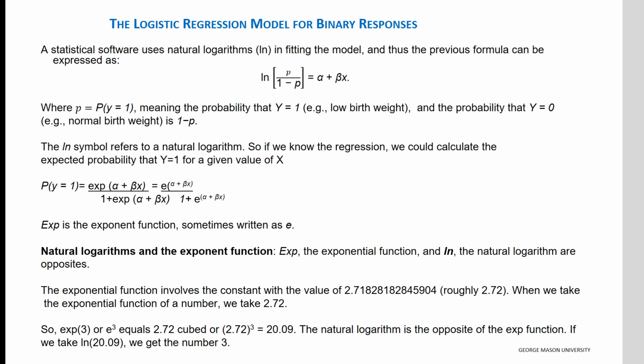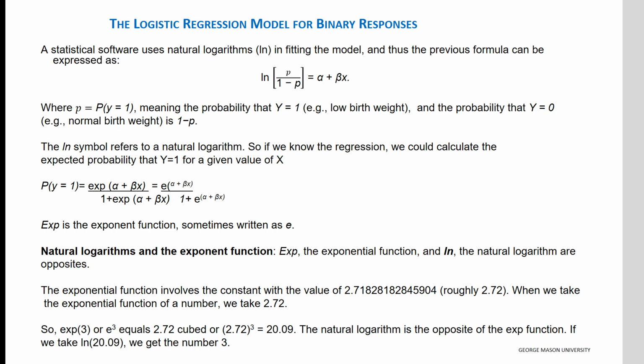The ln symbol refers to a natural logarithm, so if we know the regression, we could calculate the expected probability that y equals 1 for a given value of x, as given below by the formula. The exp that you see in this formula stands for the exponent function, sometimes written as lowercase e. Natural logarithms and the exponent function.